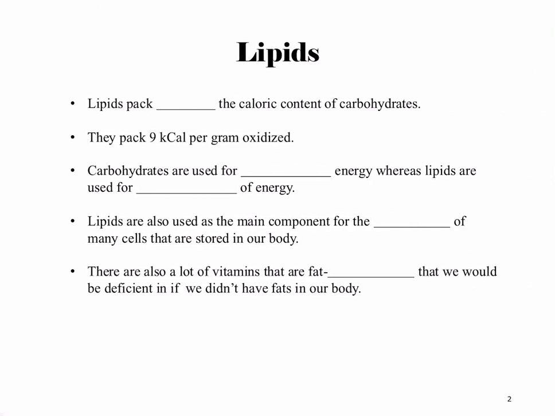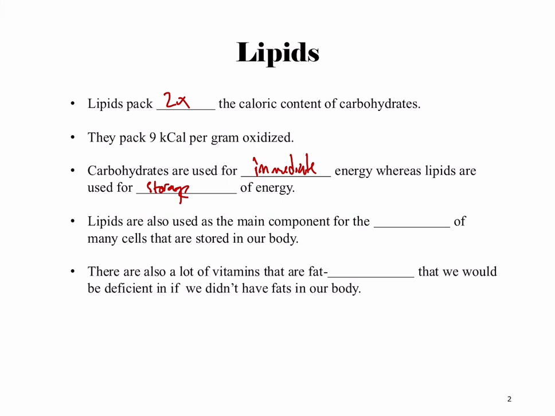Hey everyone, so we're going to be talking about our next biomolecule, which is going to be lipids, which form the structural components for cellular membranes. Lipids pack about 2 times the caloric content of carbohydrates, so they're a big source of energy. We can hydrolyze carbohydrates to use in other metabolic pathways or anabolize them to use for immediate energy. Lipids usually are used for energy storage. Or sorry, carbohydrates are used for the immediate energy, and lipids are used for the storage of energy.